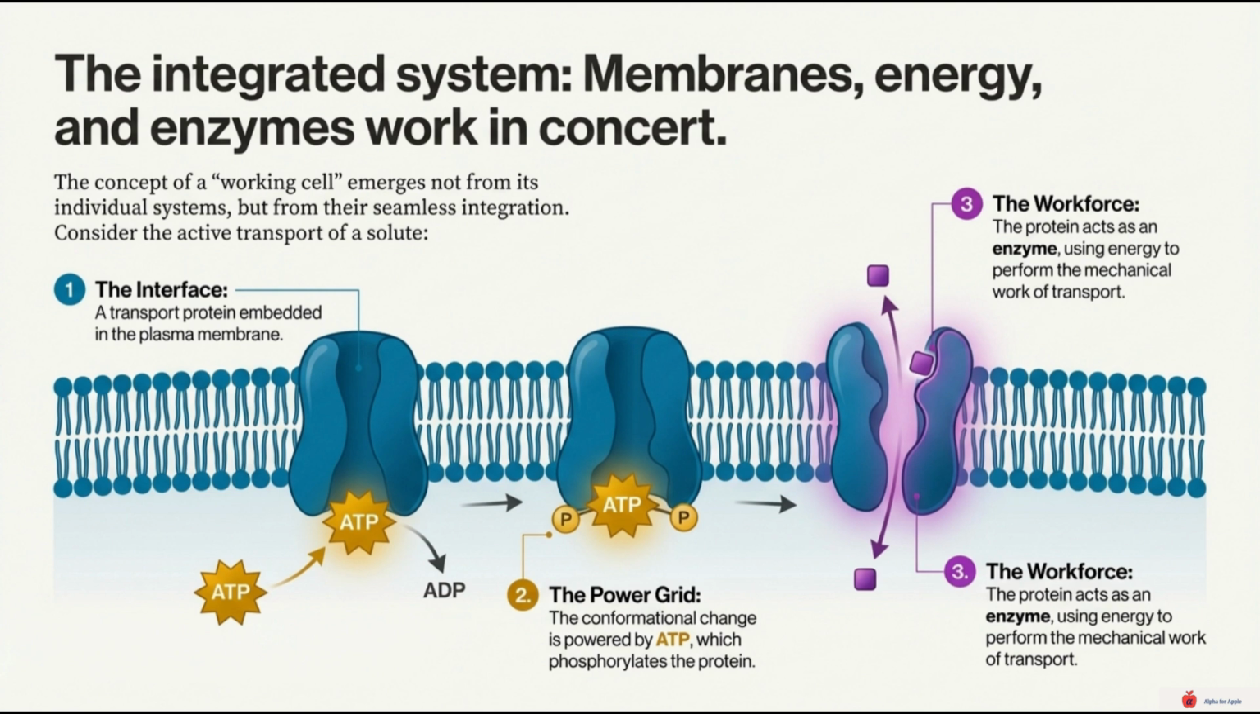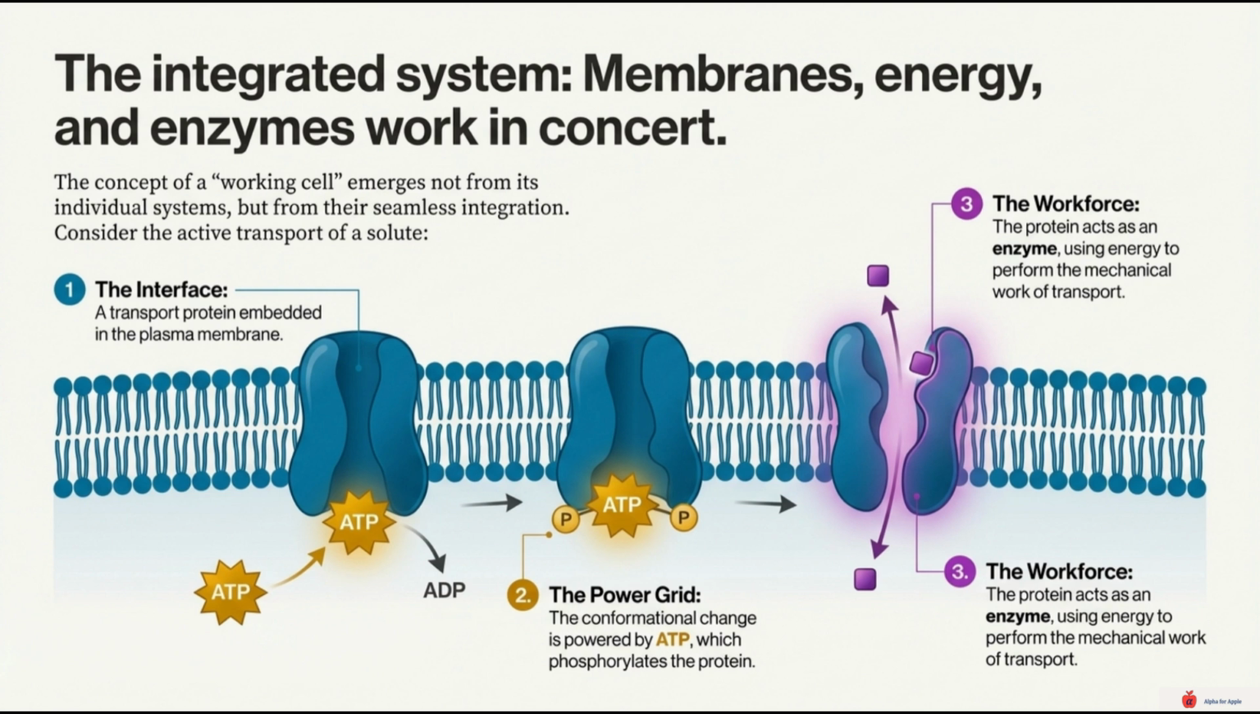Let's look again at active transport. Okay, so the transport protein itself, that's embedded in the membrane. That's system 1, the interface. Right. Then system 2, the power grid, fuels the operation. ATP delivers the energy directly to that protein. And the protein itself acts as the workforce, system 3. It acts like an enzyme.